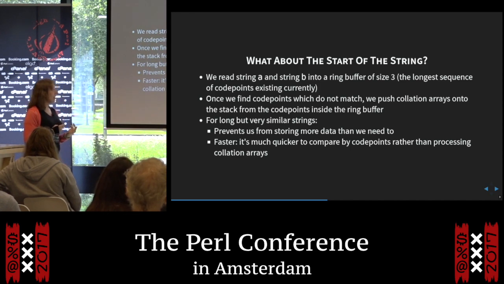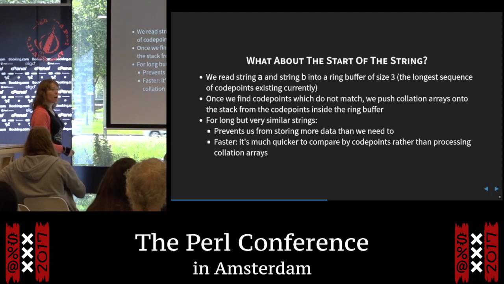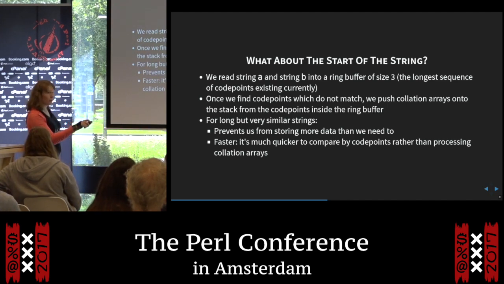Once it does that, it already has 3 code points in the buffer, and that length is determined by the longest sequence in the collation data. So then we go back to the first code point in the buffer, and we only have to read 3 code points before the difference of code points in each string.